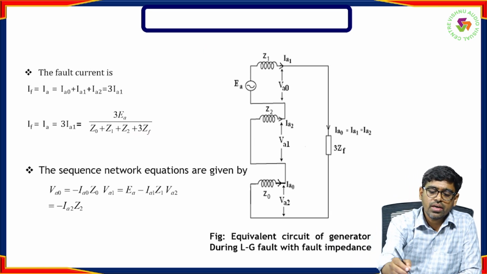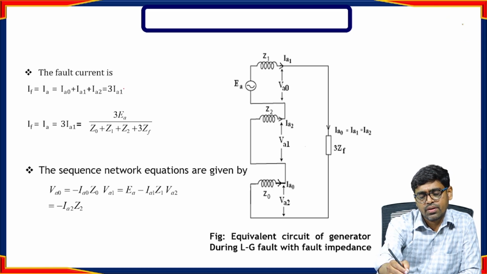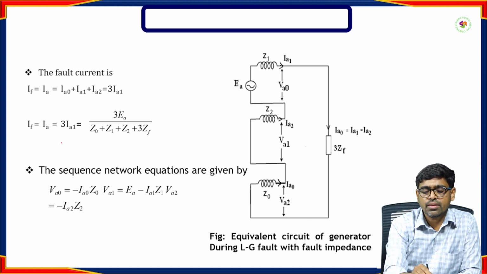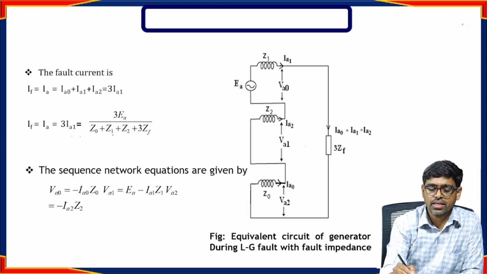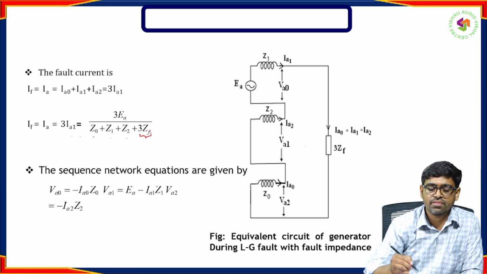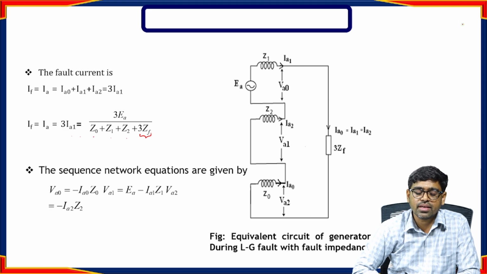Then we can see the fault current, anyhow it is having IF equal to IA equal to IA0 plus IA1 plus IA2, that is 3 times of IA1. IF equal to IA equal to 3 times of IA1, that is 3 times of EA divided by, the same relation will be there, Z0 plus Z1 plus Z2 plus 3 times of ZF. We need to add 3 times of ZF in this case.